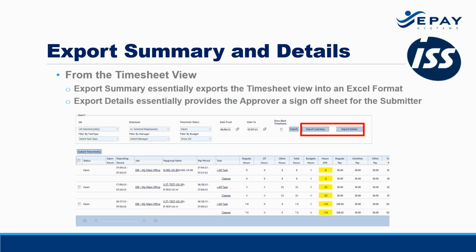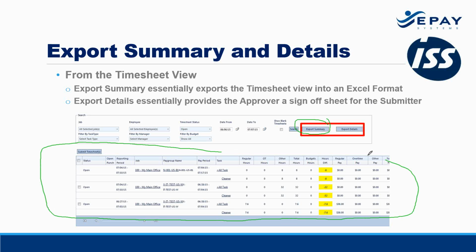The timesheet view is different in how you export. When you go into the timesheet view, in the top right-hand corner, you're going to have 2 options: export summary and export details. Export summary is just that. It's going to give you a summary view of your time. Basically, the export summary is going to be this view down below, the initial view when you go into your timesheet. It's going to export the status, your reporting period, date, pay group name, the pay period, the hours you have listed here, etc. It's exactly like you see it on the screen. That is a summary view.